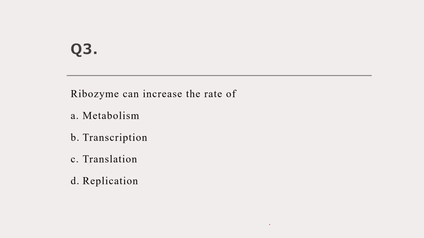Ribozyme can increase the rate of metabolism, transcription, translation, or replication. So ribozyme, we have talked about, has one RNA part and one protein part. That's why it is called a ribonucleoprotein. Now tell me, it can increase the rate of metabolism, transcription, translation, or replication.